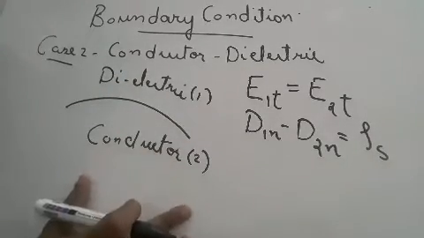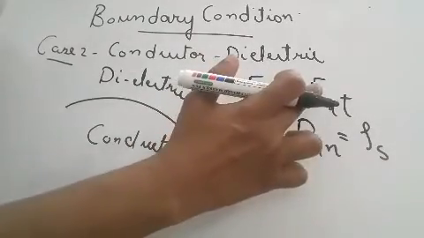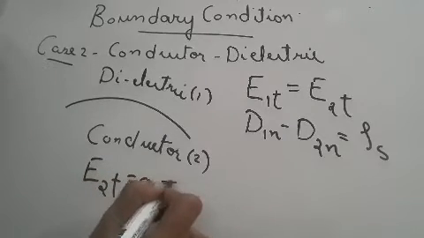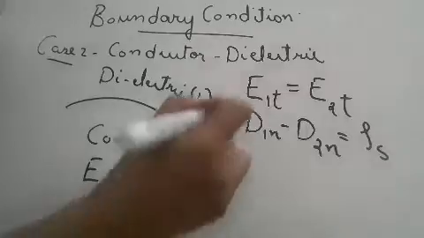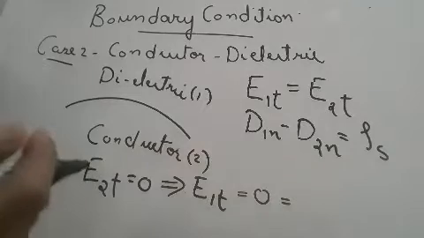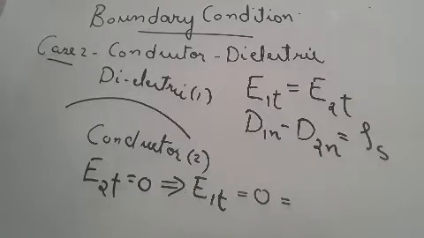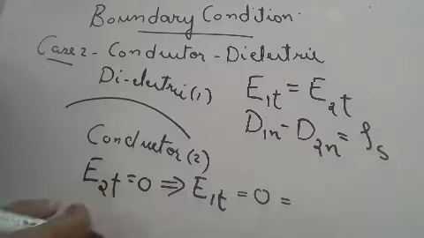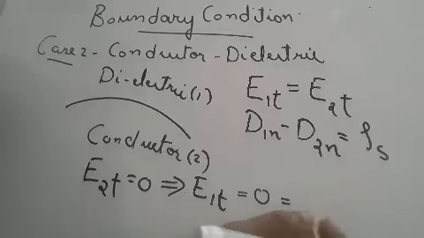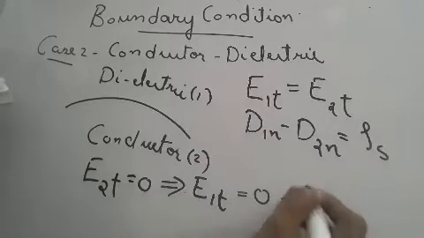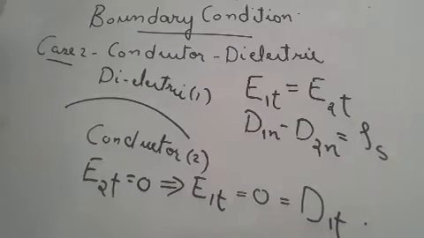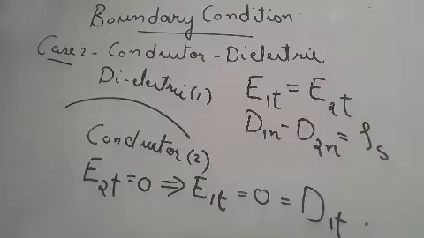Here, as the conductor is medium 2, E2T is equal to 0, which means E1T is also 0 because E1T is equal to E2T. So D1T is also equal to 0, which means D1T is also 0 because D equal to epsilon E.